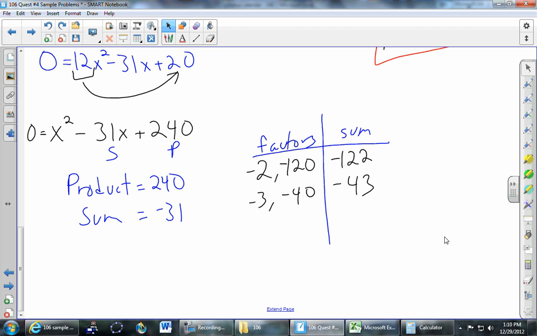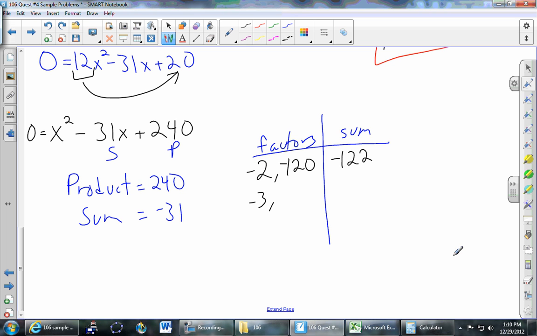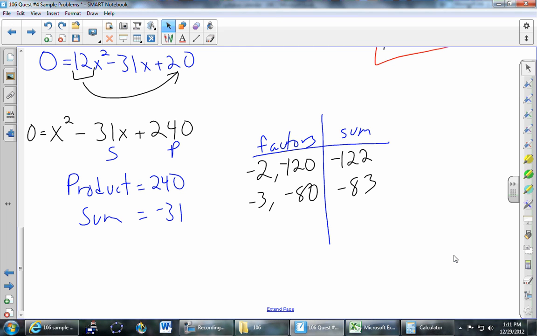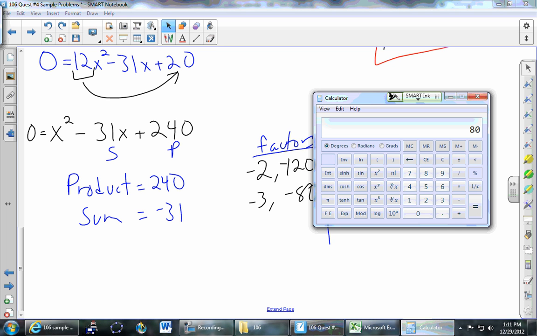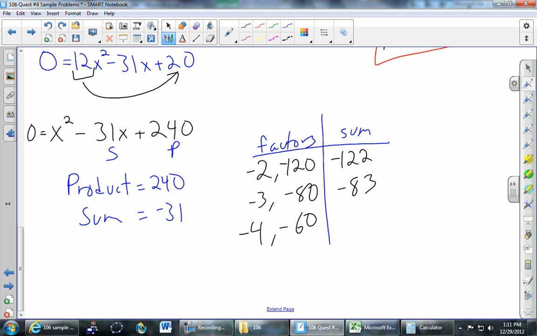Something is funny here. 3 times 40 is not right. I'm sure you guys caught that well before I did. So try that again. 240 divided by 3 is 80. Okay, so that's negative 80 and that's negative 83. Not nearly as close to the negative 31 as we were hoping for, but let's just keep going down the line. 240 divided by now 4 is 60. So we could do 4 and 60 with negatives on both. And that's negative 64. And you can see these numbers are creeping towards our ultimate goal, the negative 31.